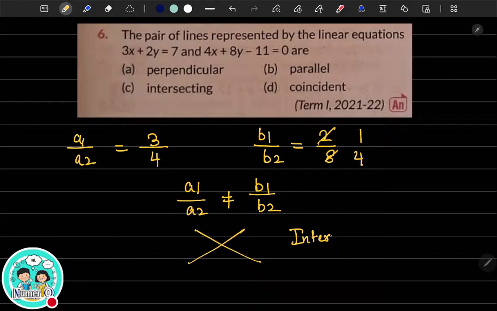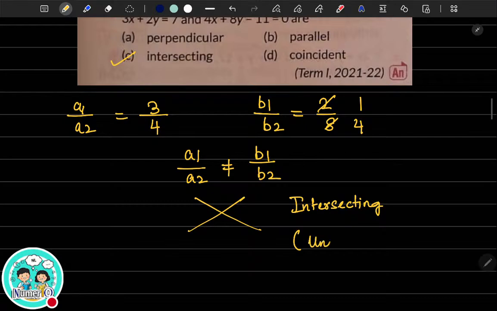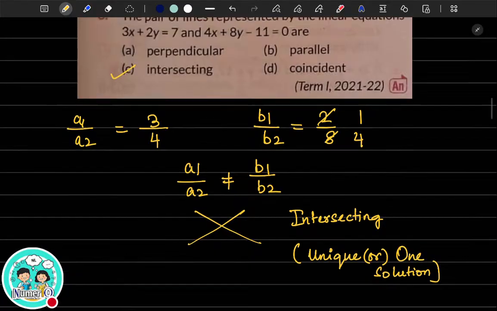The lines are intersecting. And how many solutions will this system of equations have? So the answer is C. It will have only one solution, a unique solution. Will the system be consistent or inconsistent? It will be consistent because it has a solution. In both scenarios, whether it has one solution or many solutions, the system is called consistent. Right?